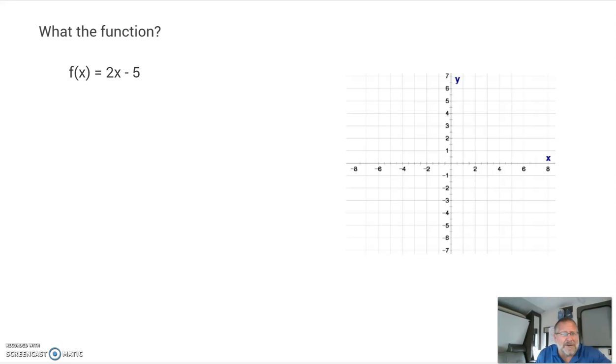So here's how it looks. F of x. This does not mean multiplication. Sometimes students think that right off the bat. That is the name of the function and the variable that it's using for the input. F is the name of the function. X is the variable they're using for input.